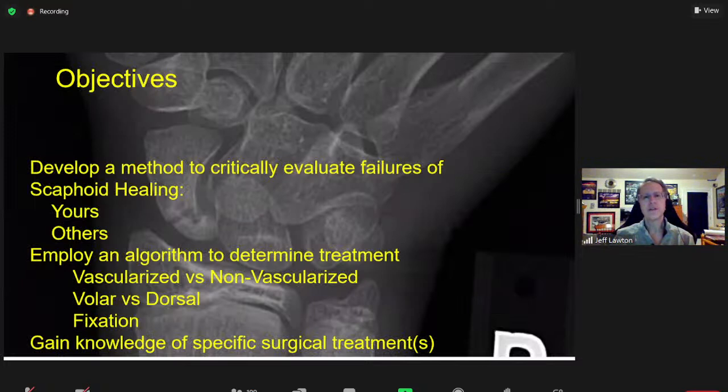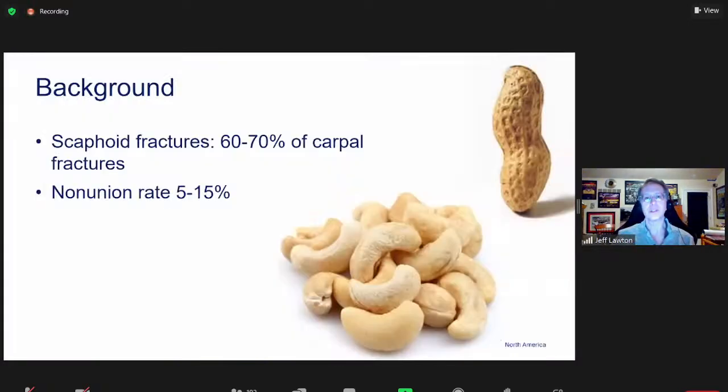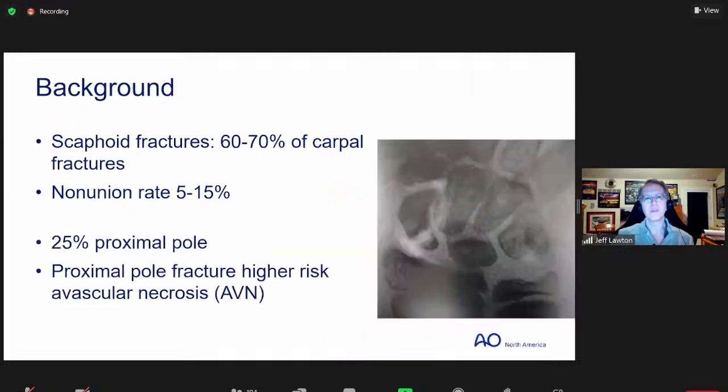So again, we'll talk about proximal pole nonunions. Our objectives are to develop a method to critically evaluate failures of scaphoid healing, be they yours or be they from elsewhere. Try to employ an algorithm to determine treatment, looking at things like vascularized graft versus non-vascularized graft, volar approach versus dorsal approach, and then wading through various fixation options and trying to gain knowledge of specific surgical treatments. As all of you know, the scaphoid is the most commonly fractured carpal bone, has a non-union rate of about 5 to 15%, and it's been likened to a peanut-shaped bone or a cashew-shaped bone.